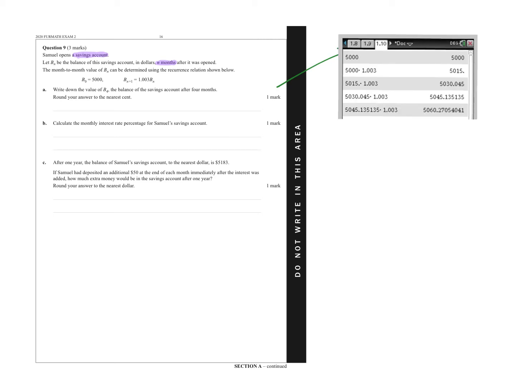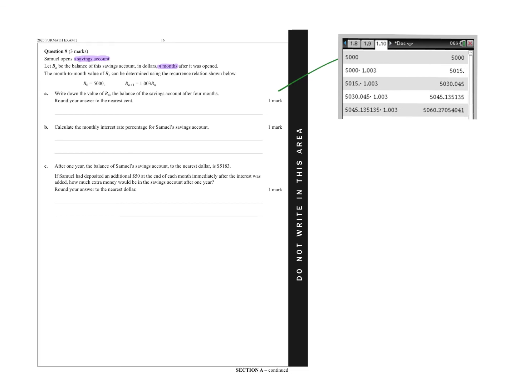Okay, so I just showed you what I did on the calculator there, and I got B4, because this was B0, 1, 2, 3, 4, to be 5060.27. All right, next thing it says calculate the interest rate percentage, the monthly interest rate percentage.